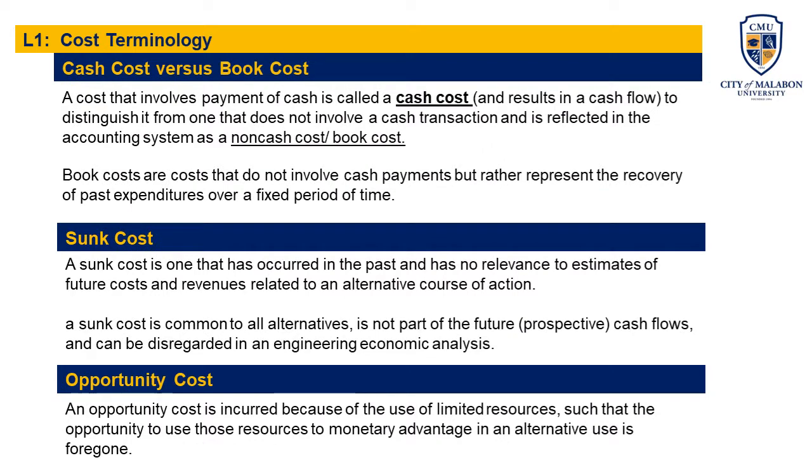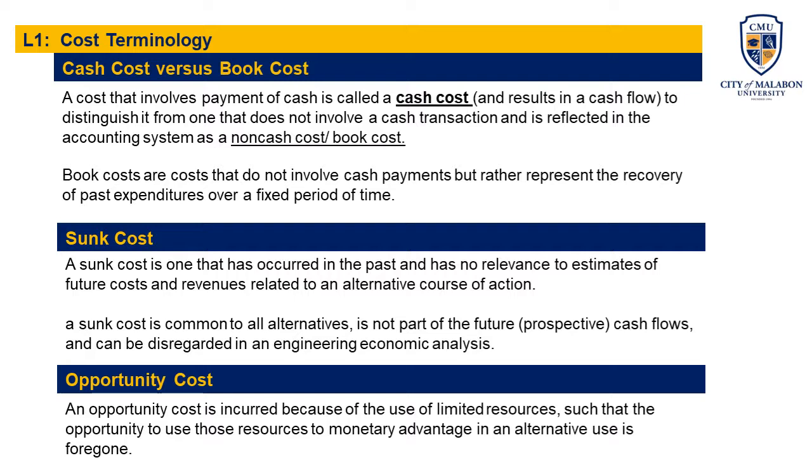Next, terminologies. We have cash cost versus book cost. A cost that involves payment of cash is called cash cost. It is used to distinguish from one that does not involve a cash transaction, and is reflected in the accounting system as non-cash cost or book cost. Book costs are costs that do not involve cash payments, but rather represent the recovery of past expenditures over a fixed period of time. So that's the difference between cash cost and book costs.